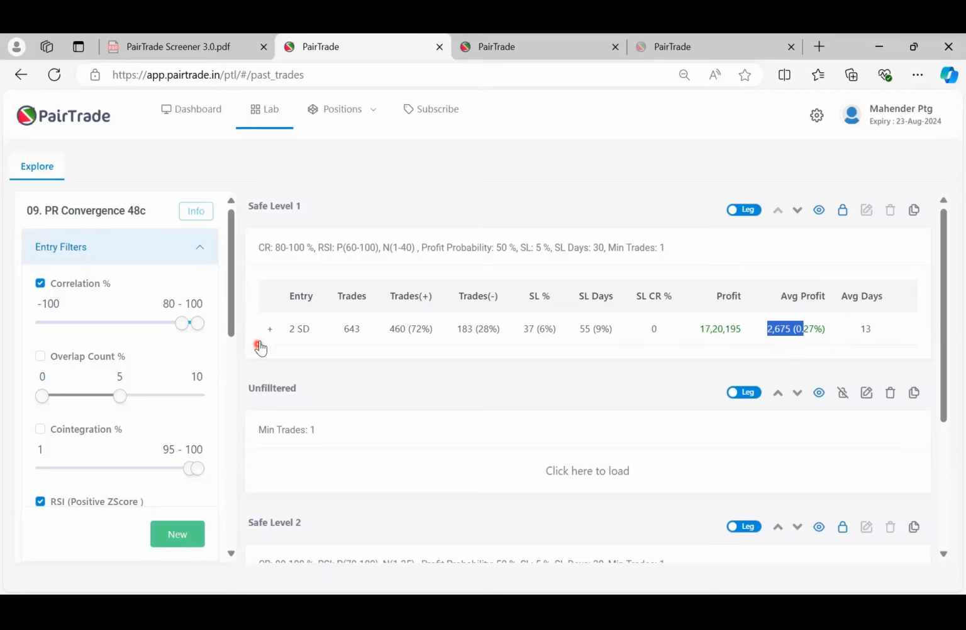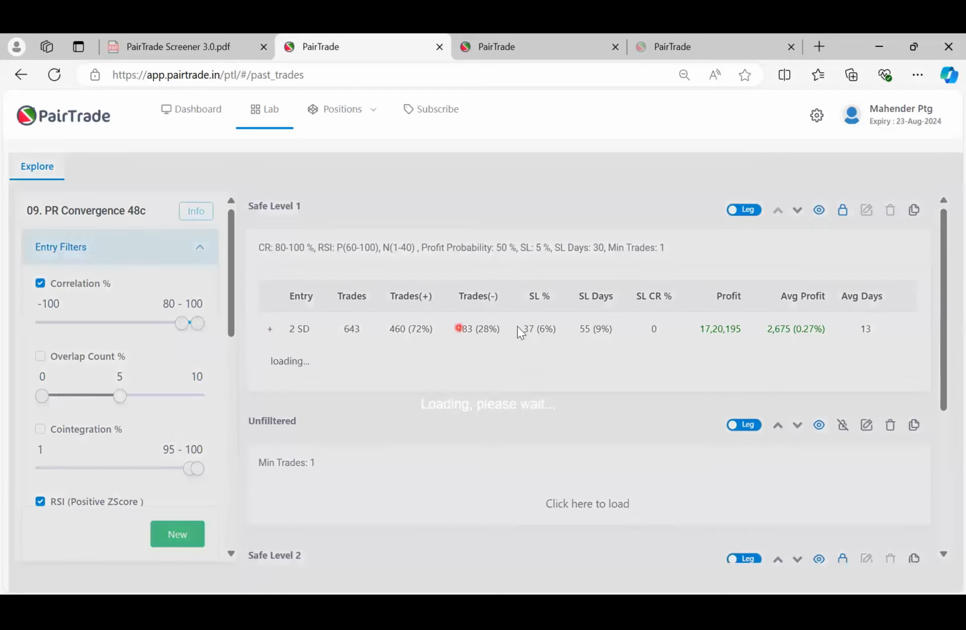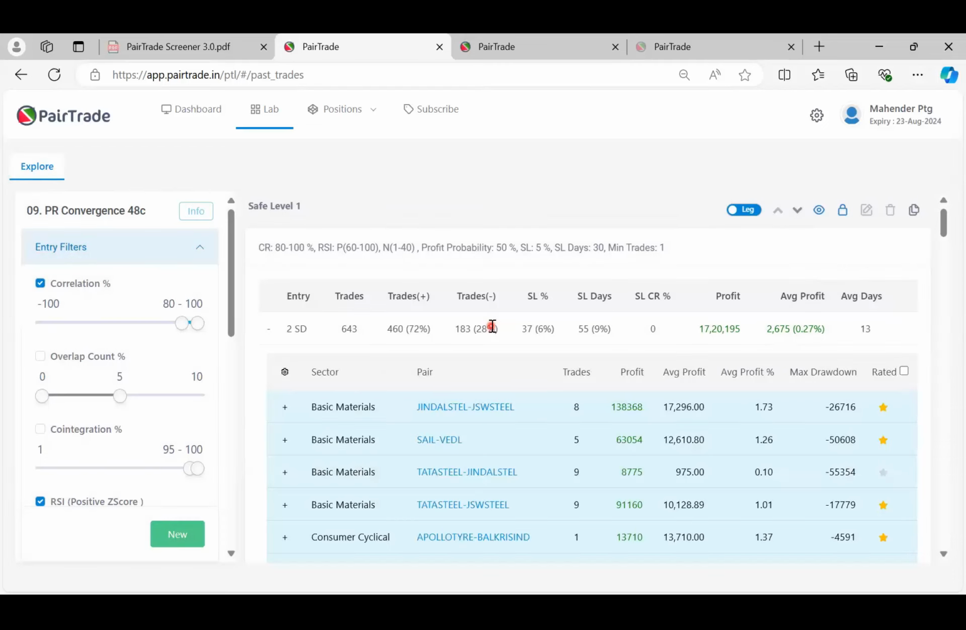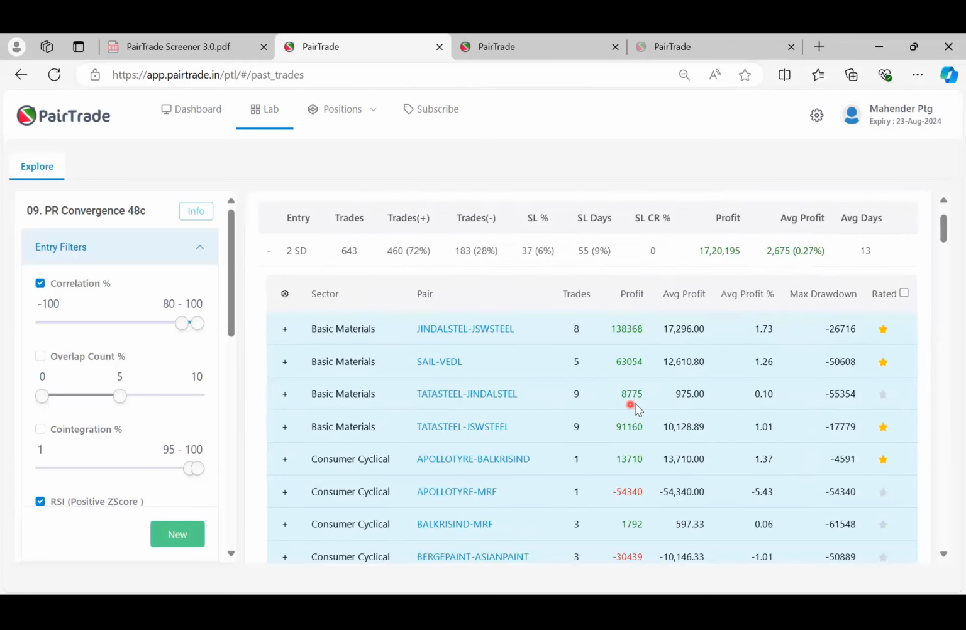See here, 643 trades are there. If you expand this and filter out the trades which have given negative returns, I can just mark the positive trades with rating. Then you do only those rated trades which will give you good output. Here if you see, a trade with 9 trades and given only 8,000 is not rated. Right. So 9 trades, 90,000, so 10,000 return per trade.